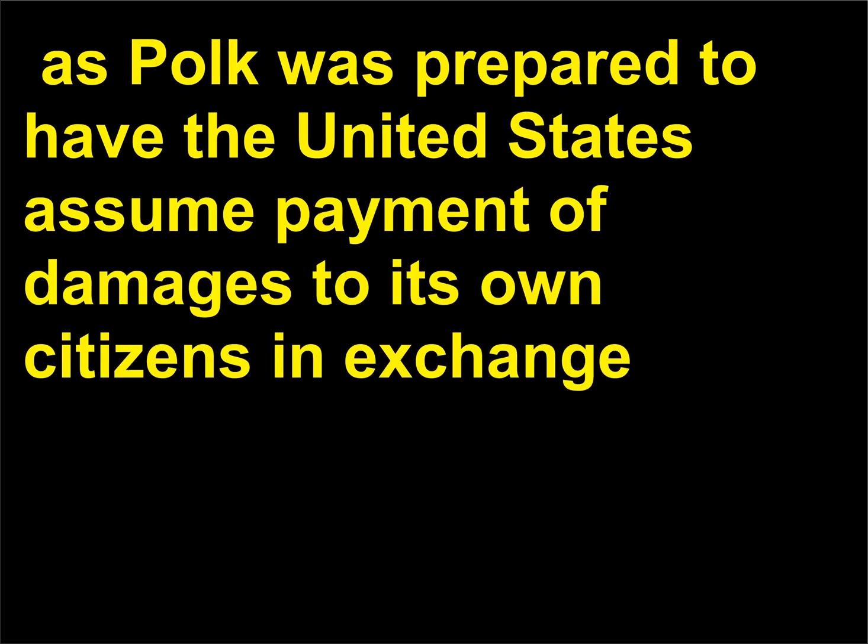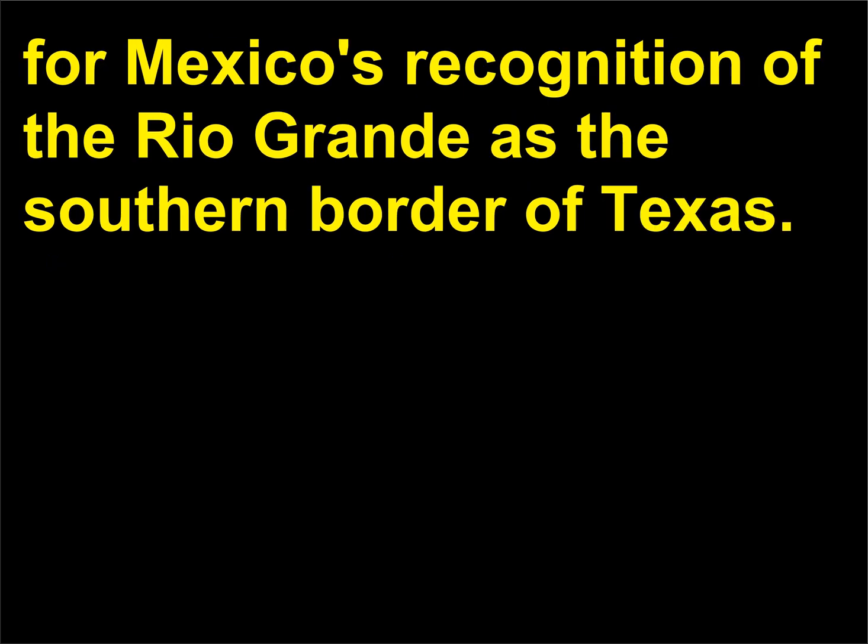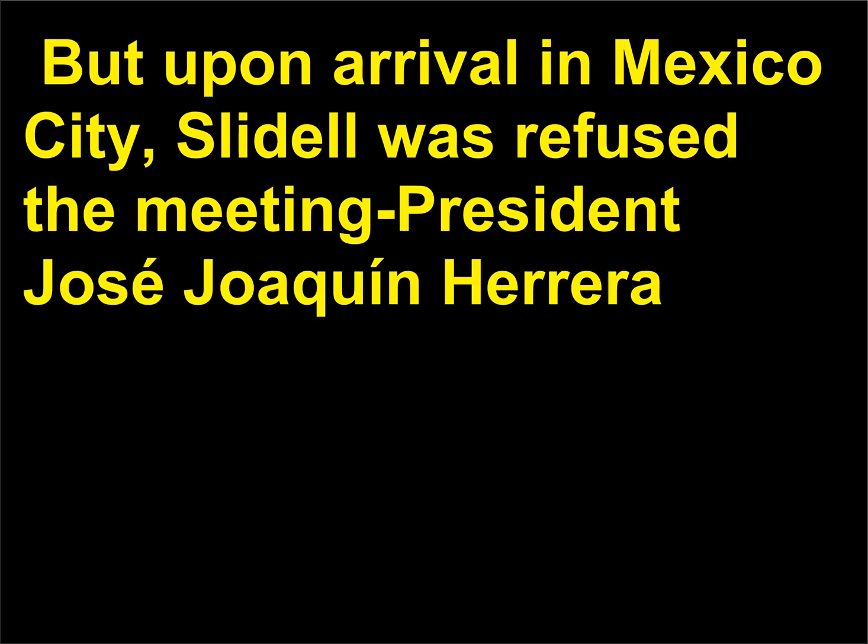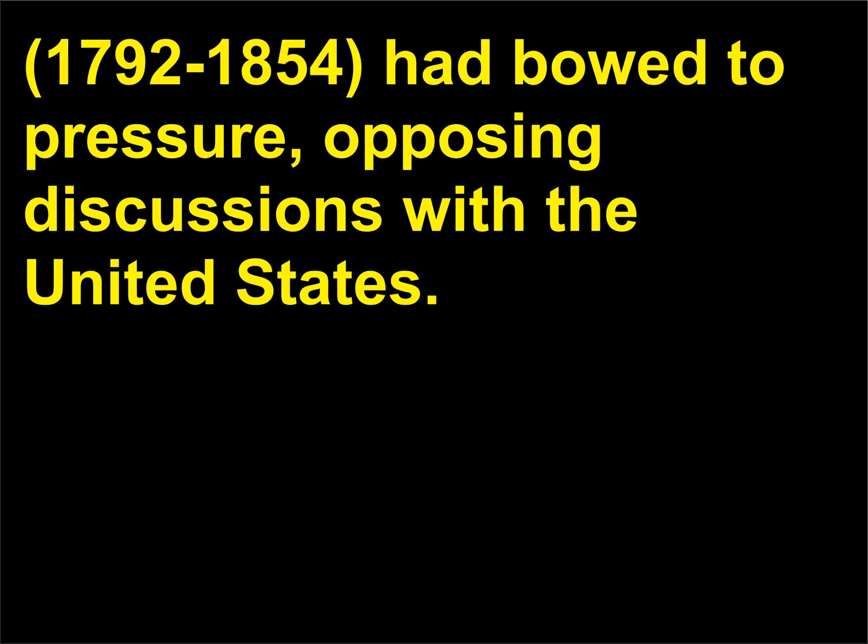This last point was critical to the negotiations, as Polk was prepared to have the United States assume payment of damages to its own citizens in exchange for Mexico's recognition of the Rio Grande as the southern border of Texas. But upon arrival in Mexico City, Slidell was refused the meeting. President José Joaquín Herrera, 1792–1854, had bowed to pressure, opposing discussions with the United States.